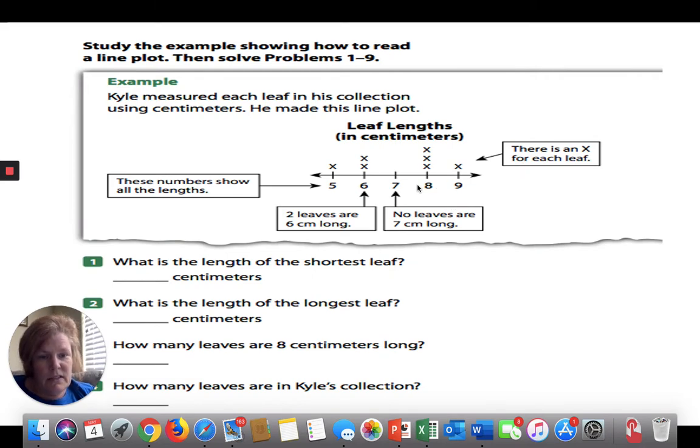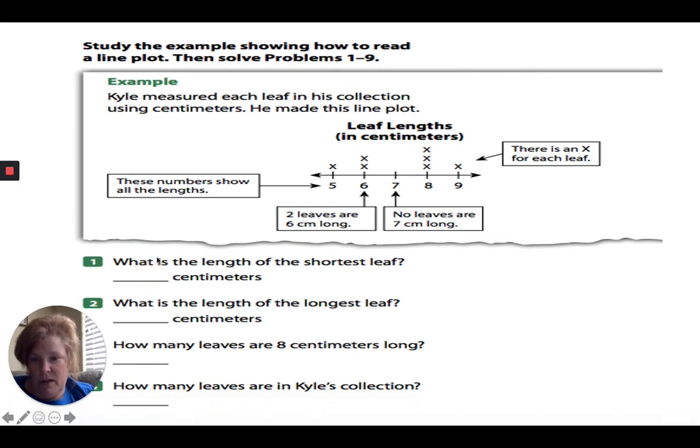There is an X for each leaf, and you know that. So let's do just a couple of these. What is the length of the shortest leaf in centimeters? So if you look up here, the shortest length is going to be 5, because that's the one, even though it has 1, it's still the shortest length. So you would put 5 here. You would put 5 right here, centimeters.